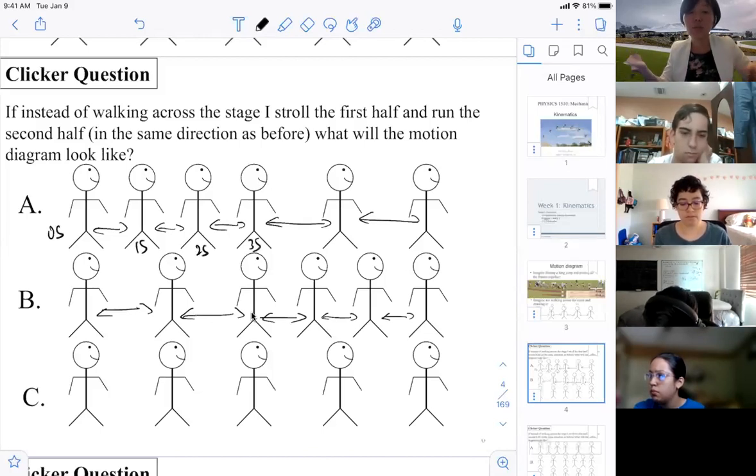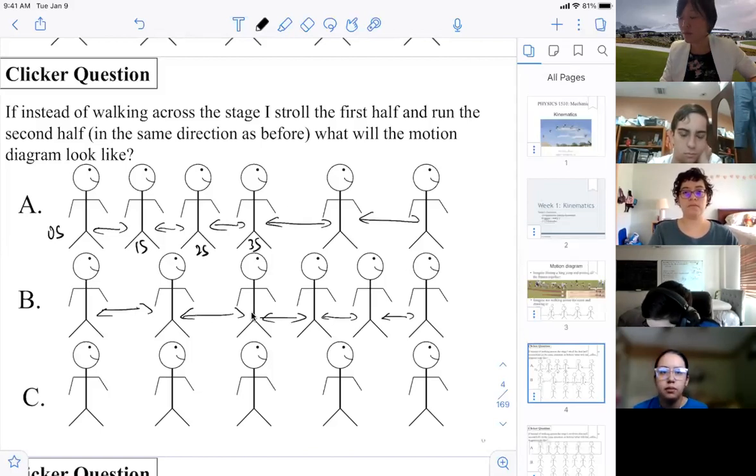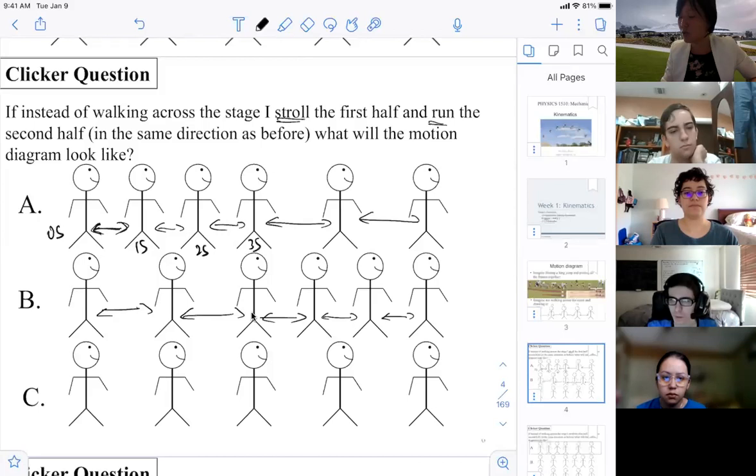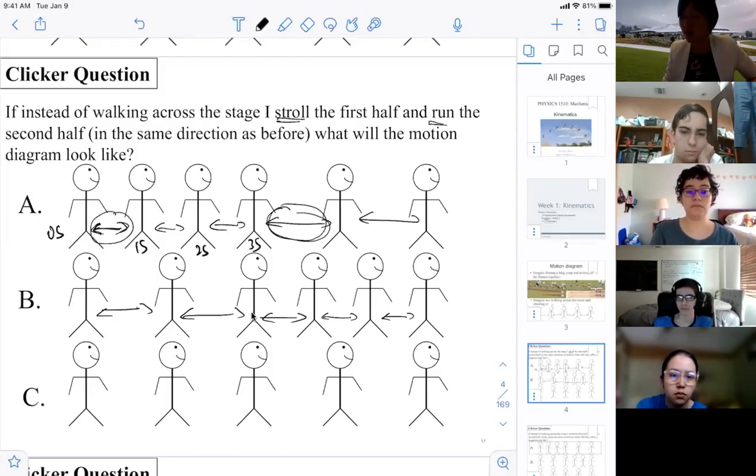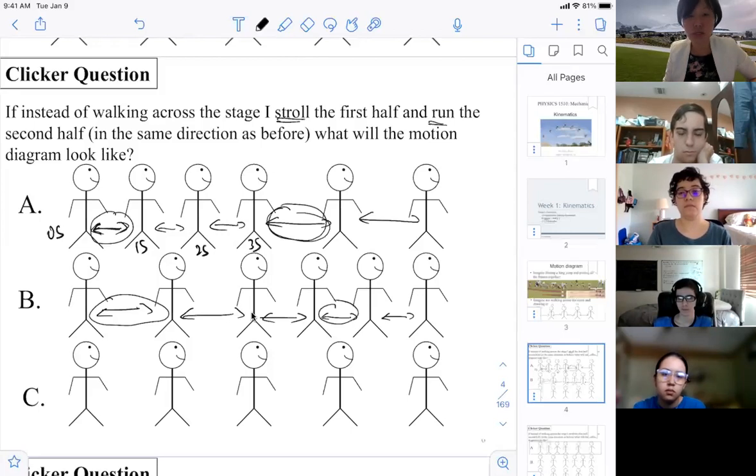If you can take a snapshot in half a second, that would be fine too. And you can see that the intervals will represent how much distance you have changed your position over time. So as I stroll and then I run, my intervals at first, how I change my position, should be shorter or longer than later. So should I start out with the shorter intervals and then longer later on, or should I start with longer intervals or shorter later on? Which one?